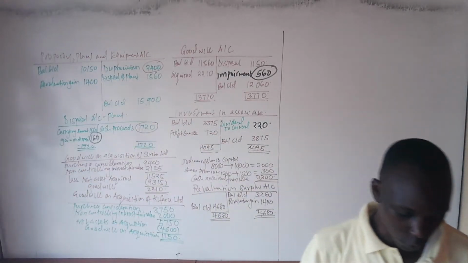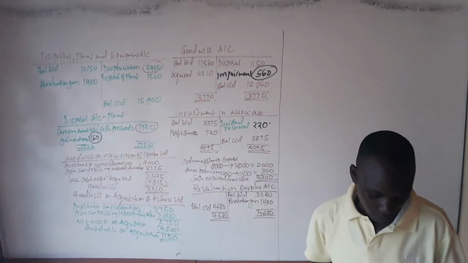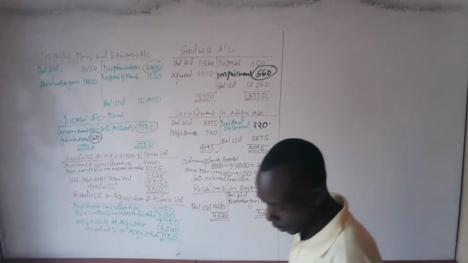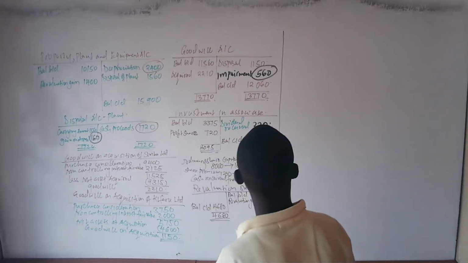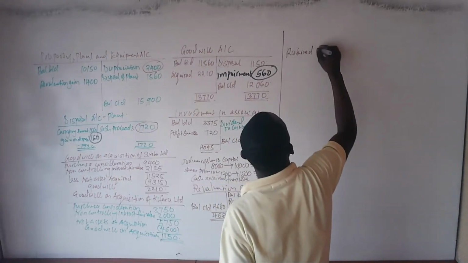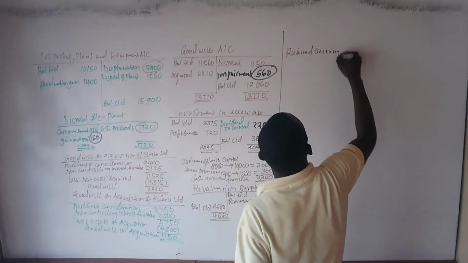Then from there, we go to the next account. The next account will be retained earnings. So we go to the retained earnings. So let us open the retained earnings account.